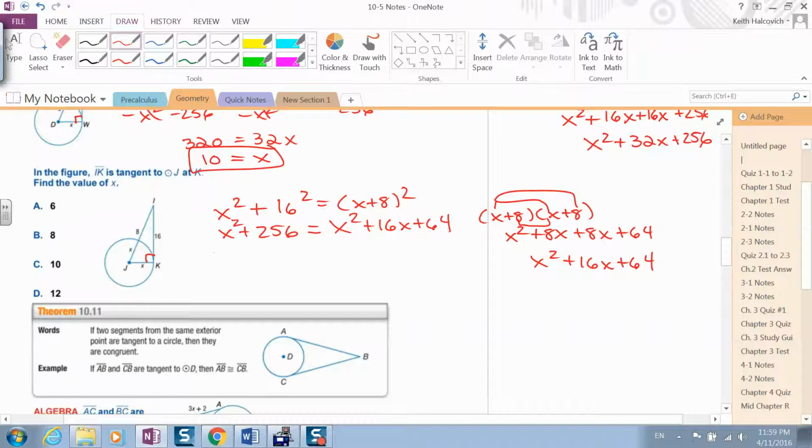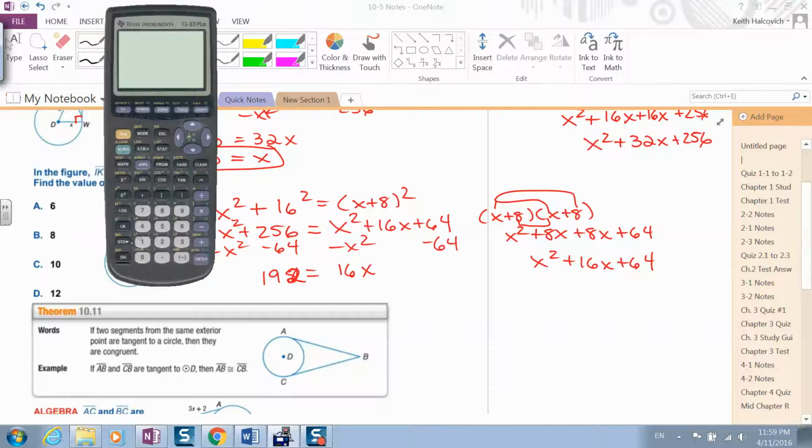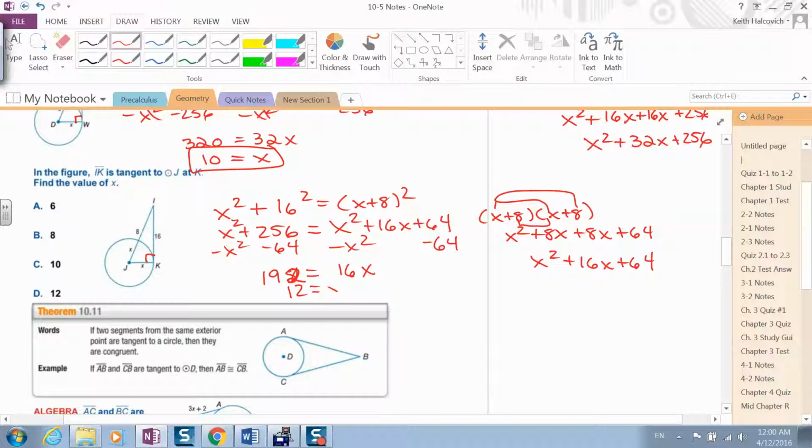And then you subtract x squared from both sides. Subtract 64. So here you get 198. Actually, sorry, 192 equals 16x. And then 192 divided by 16 gives you 12. So x is equal to 12.